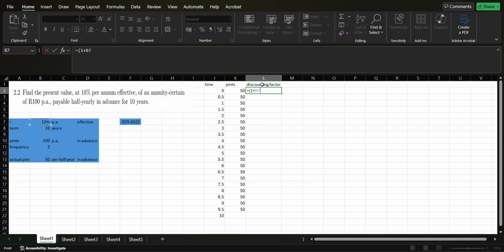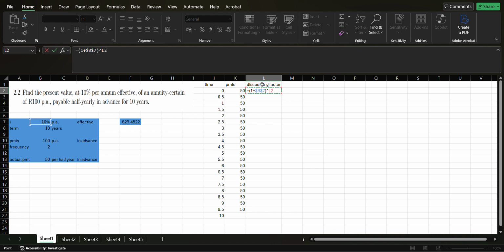You see, I said it would be useful to put the information on this side, and so it's easier. When I want to write down a formula, I just always reference this side. So 1 plus i, and I'm going to fix this interest rate because I don't want it to change. We're always going to be using the same i throughout. So I'm going to press FN, F4, put those nice dollar signs there, and then raise it to the power of. Now, when you're at time 0, you have v to the power of 0. When you're at time 1, you have v to the power of 1. When you're at time 1.5, you have v to the power of 1.5.